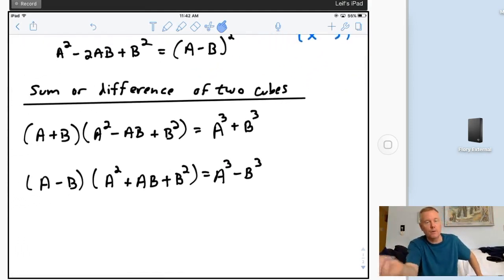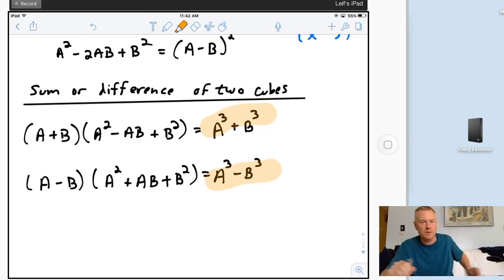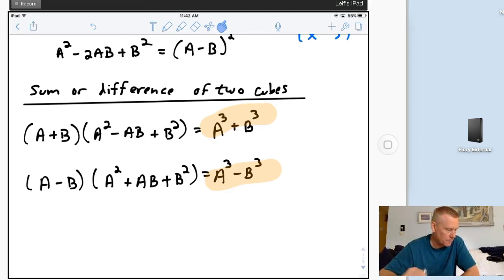Now this is a new one for you, the sum or difference of two cubes. If I have a cubed plus b cubed, I can factor that into a plus b times a squared minus ab plus b squared. And similarly, if I had a cubed minus b cubed, it's the same thing, except it's a minus b, and the minus ab becomes plus ab, just like is written there. Okay, so you should write those down, become very familiar with them, know them, memorize them, whatever it takes.